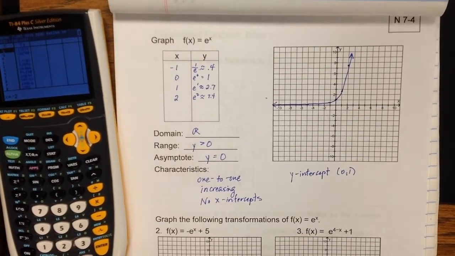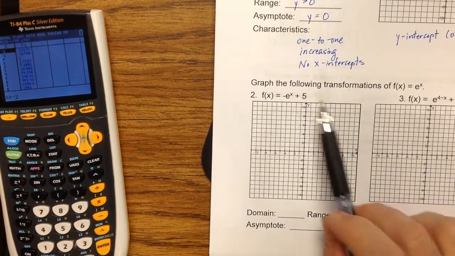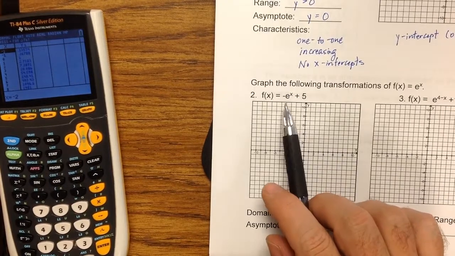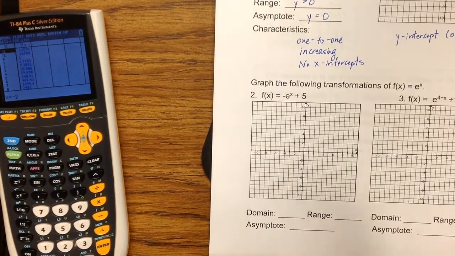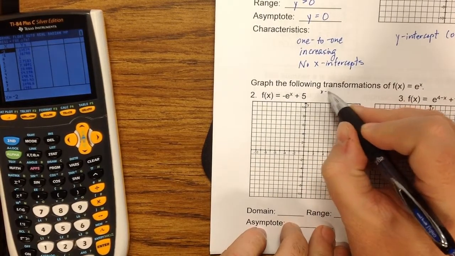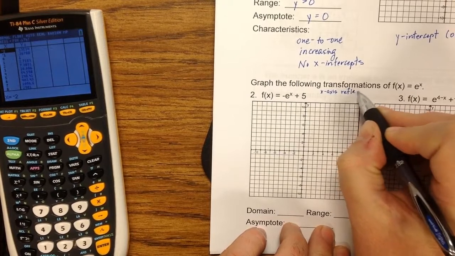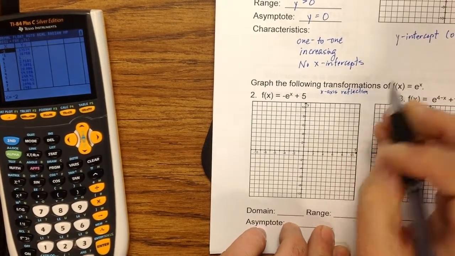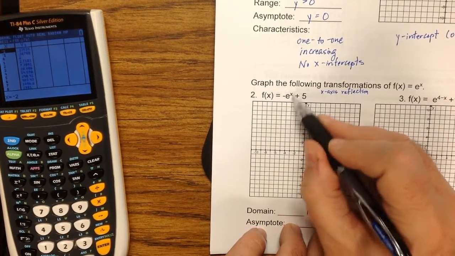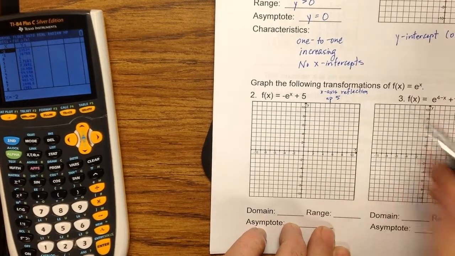Okay. Number 2, we're now graphing transformations of e to the x power. So this one has negative e to the x power plus 5. The negative on the base tells me x-axis reflection. Negative on the exponent tells me a y-axis reflection. The plus 5 that is being added to my base with the exponent means we'll shift up 5.